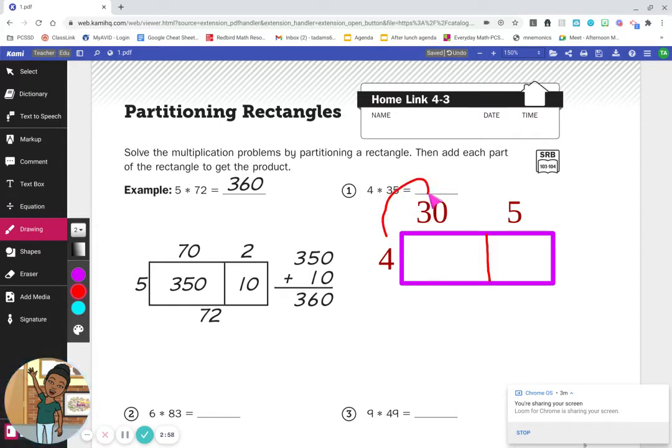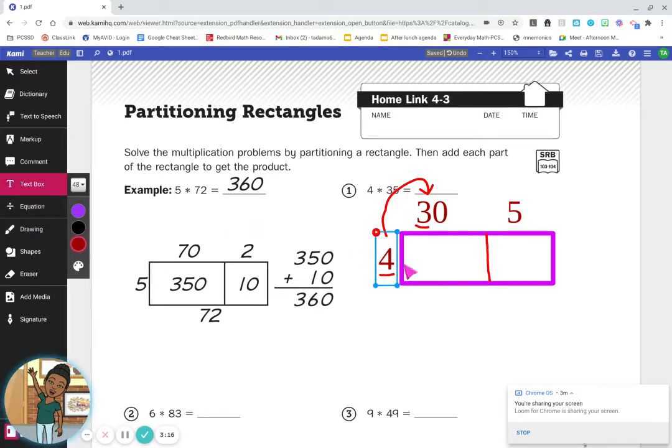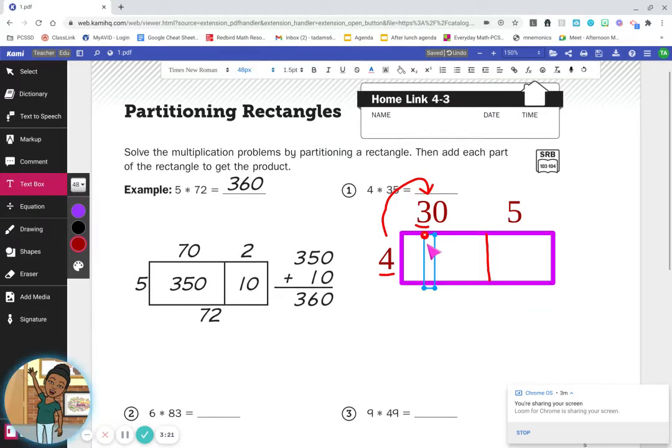4 times 30. We're using our 4 to multiply both numbers up top. 4 times 30 equals, it's a big number. Let's just use our basic facts first. What is 4 times 3? That's right, 12. And how many zeros do I have in my factors here, 4 and 30? 1. So I'm going to add 1 0 at the end of 12. And I know that 4 times 30 equals 120. What's my next step?